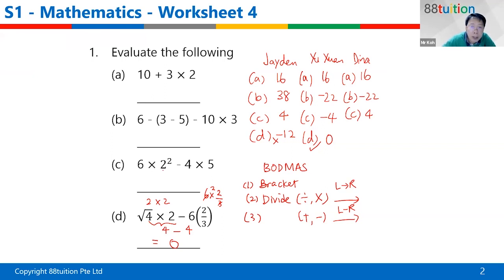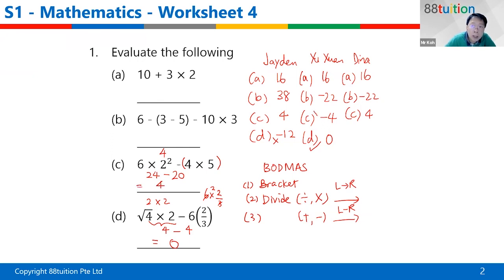So let's look at C. Now, multiplication first, we do the square, so this is 4. So 6 times 4, 24, minus 4 times 5, 20. Okay? When you have multiplication, multiply first, 4 times 5, then the minus in front. So 24 minus 20 actually gives you only 4.